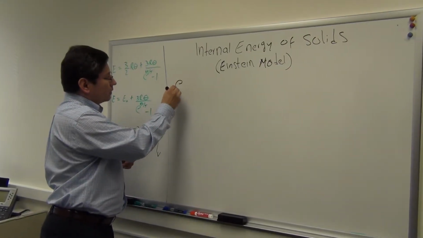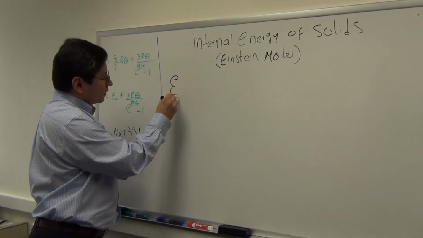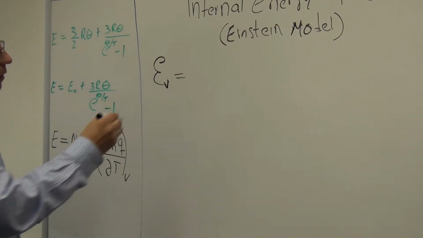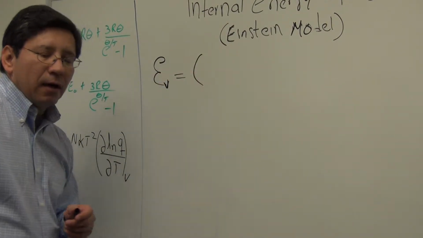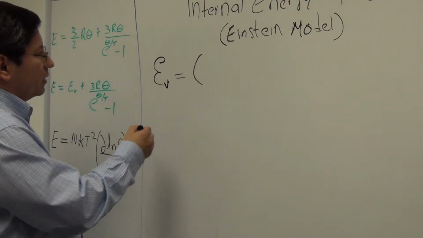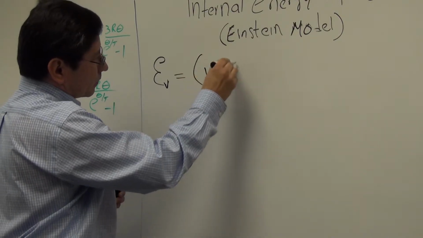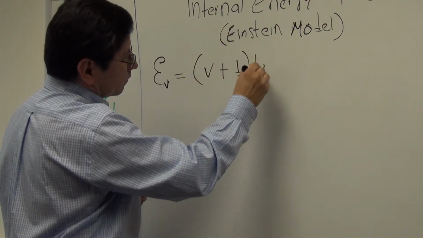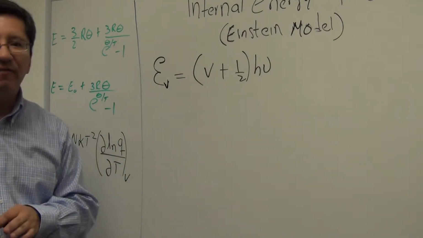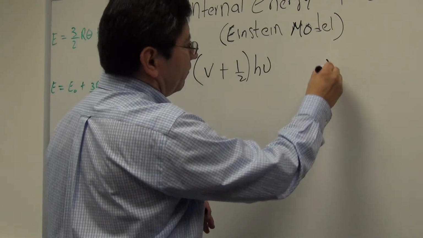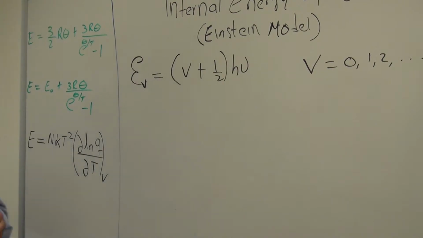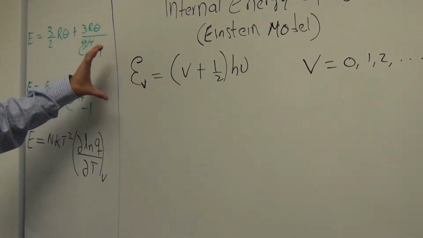So one is that the energies of the vibrations of the atoms, oscillating about their equilibrium position in the solid, are given by this expression here. V corresponds to the vibrational quantum number, so V is equal to 0, 1, 2, etc. Now this is coming from quantum mechanics.